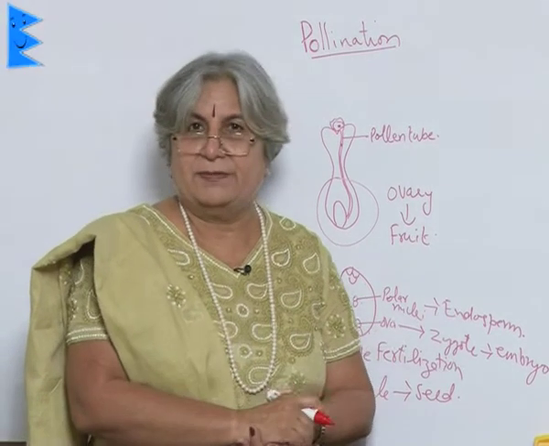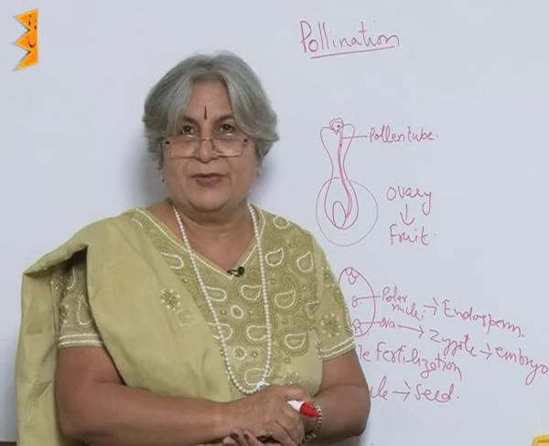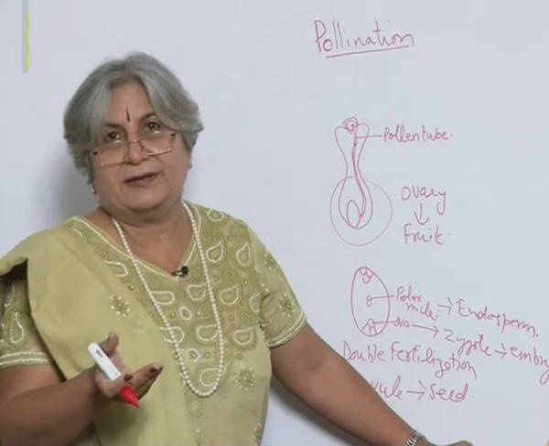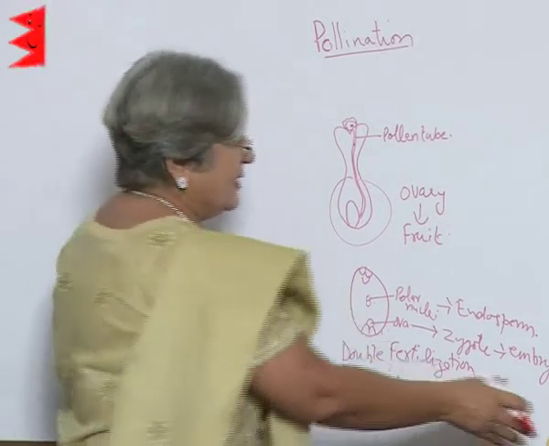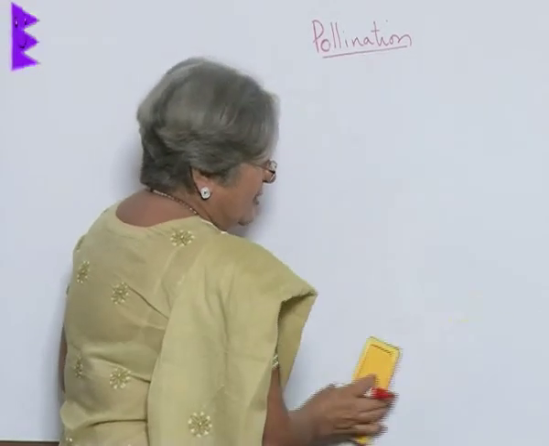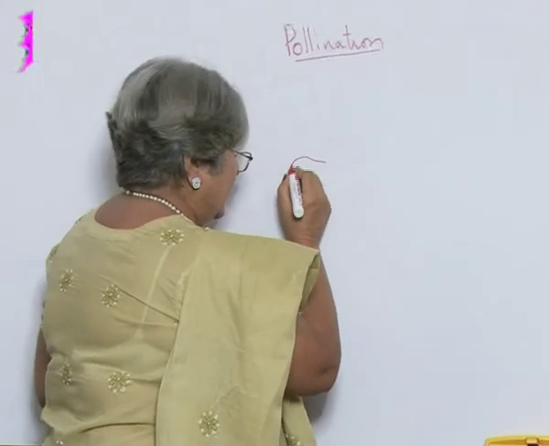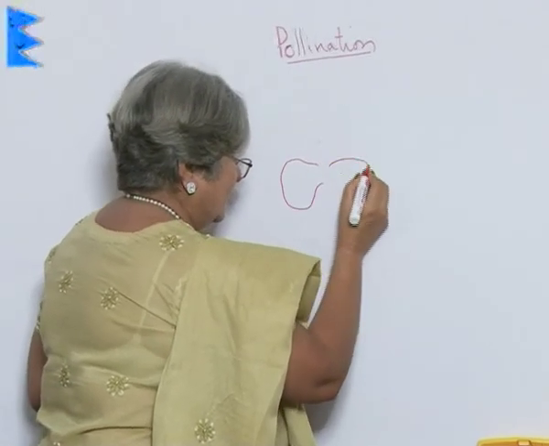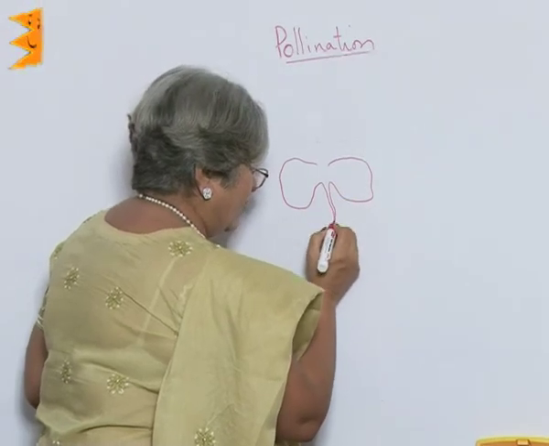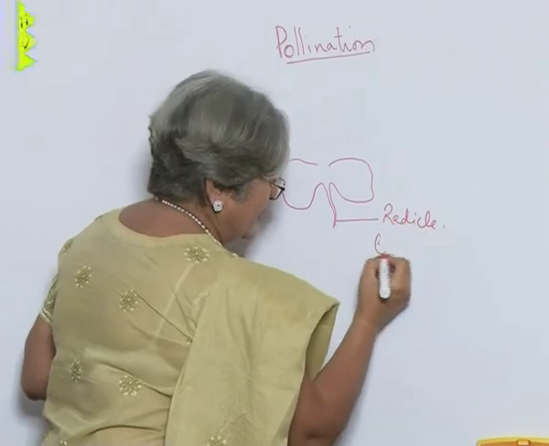But the moment you put them in soil and water, optimum temperature, minerals and oxygen, all these things are available to them, they start germinating. What happens when they germinate? A small thread-like structure comes out of them. Now, if we split open the seed, it is like this, and what we find is a thread-like structure grows out of it, which is called radicle. This is the future root.